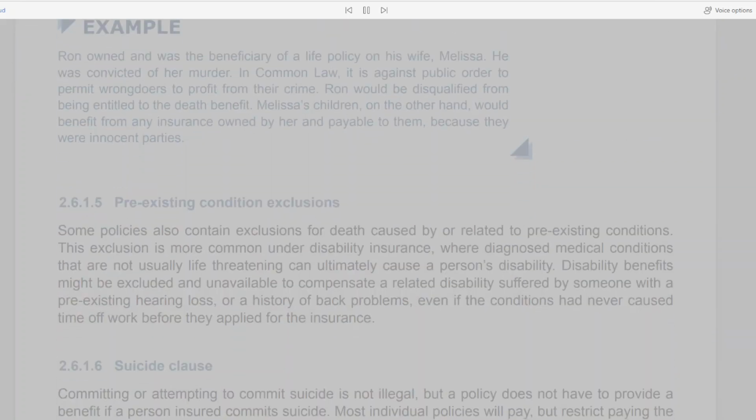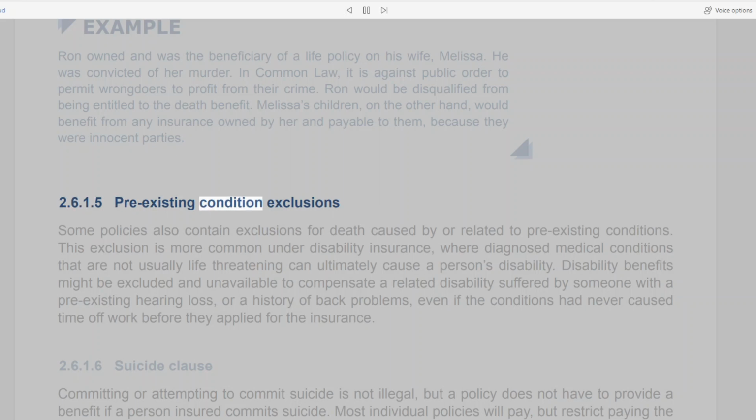Example: Ron owned and was the beneficiary of a life policy on his wife, Melissa. He was convicted of her murder. In common law, it is against public order to permit wrongdoers to profit from their crime. Ron would be disqualified from being entitled to the death benefit. Melissa's children, on the other hand, would benefit from any insurance owned by her and payable to them because they were innocent parties.